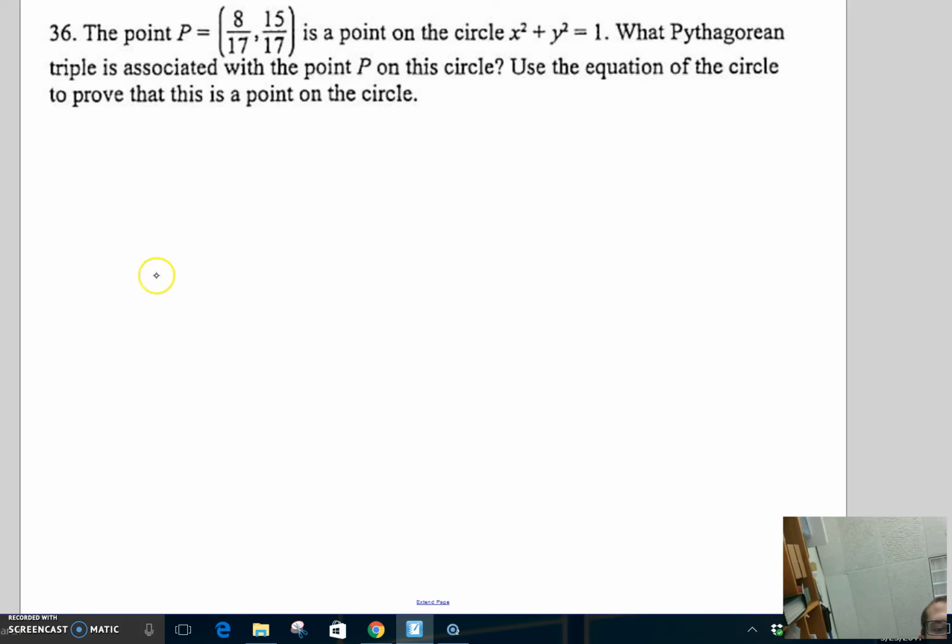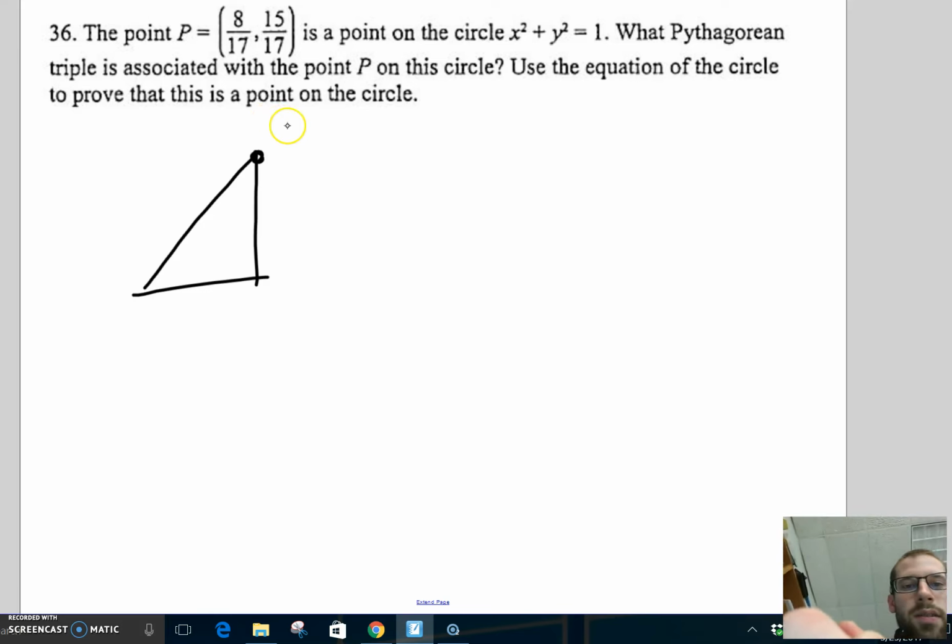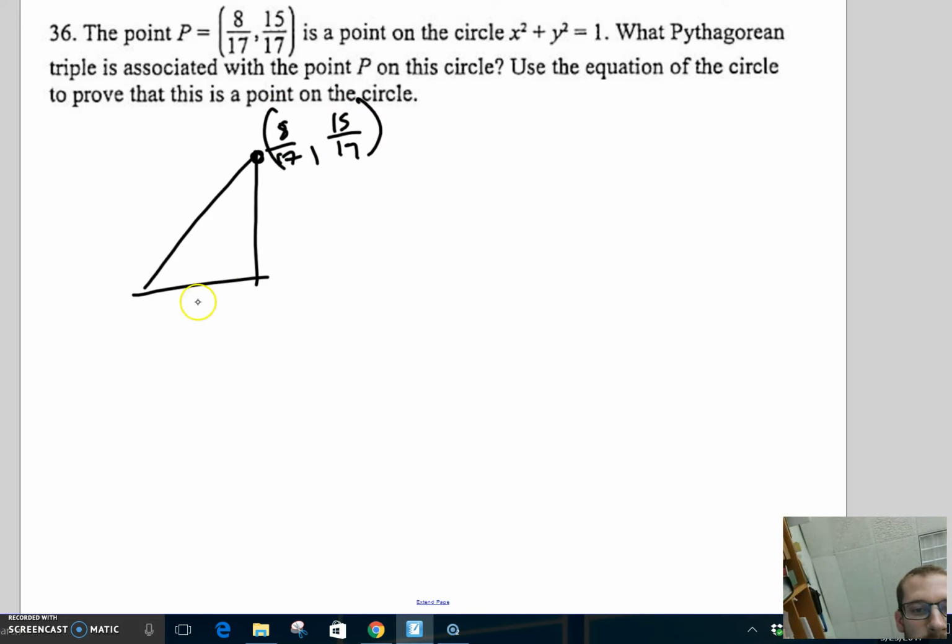So, first of all, I've got my unit circle and one point right here. The x-coordinate is 8/17, so 8/17 is the x. The y is 15/17. That means my x-coordinate would go here on this right triangle I'm drawing, so that would be 8/17, and this would be 15/17. So I know that this is an 8, 15.